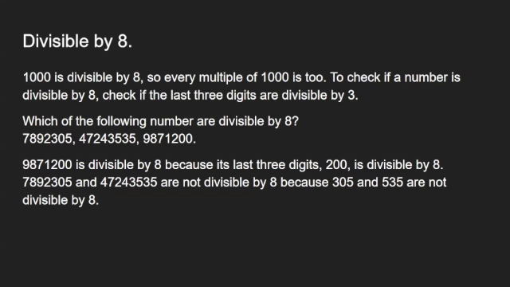Which of the following numbers are divisible by 8? 7,892,305, 47,243,535, or 9,871,200. 9,871,200 is divisible by 8 because its last 3 digits, 200, is divisible by 8. 7,892,305 and 47,243,535 are not divisible by 8 because 305 and 535 are not divisible by 8. 305 and 535 are the last 3 digits of those two numbers.